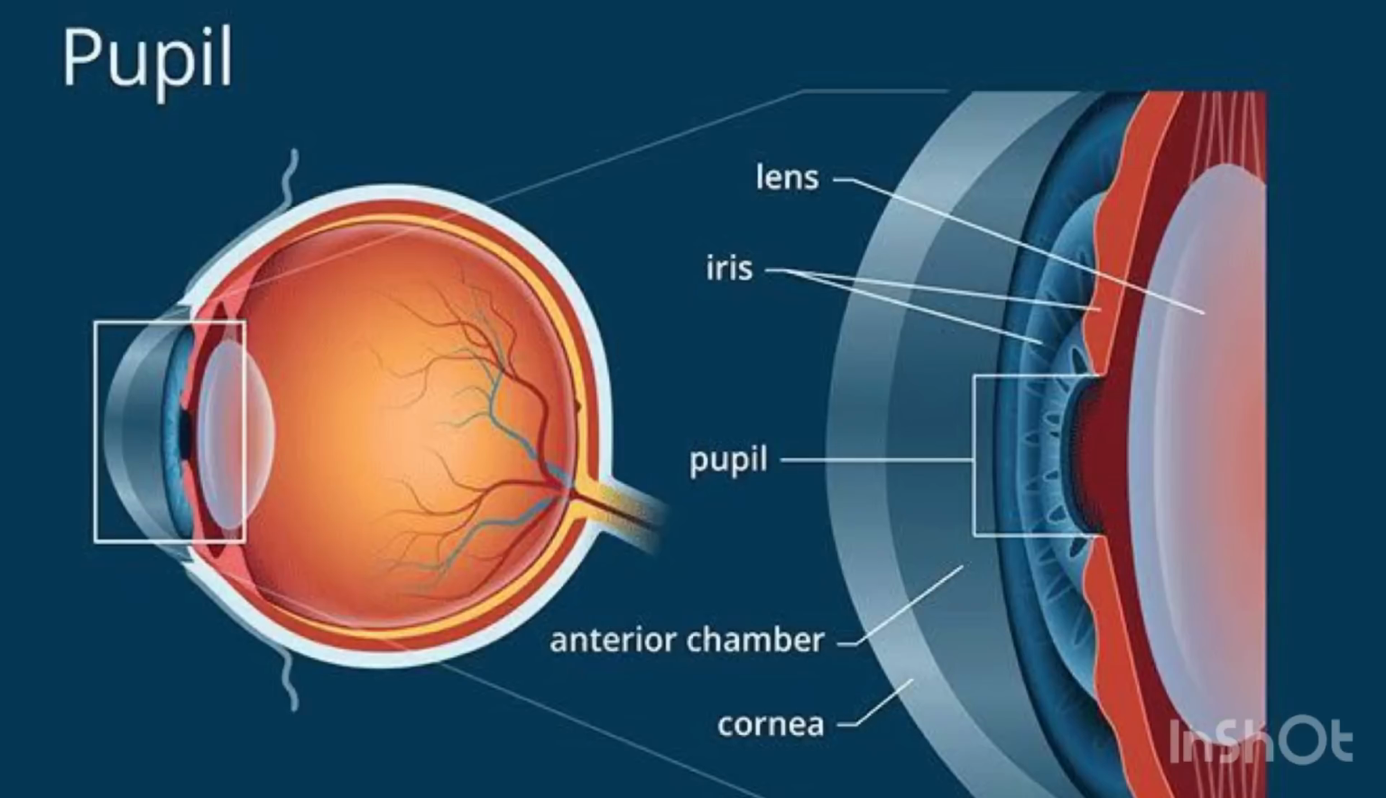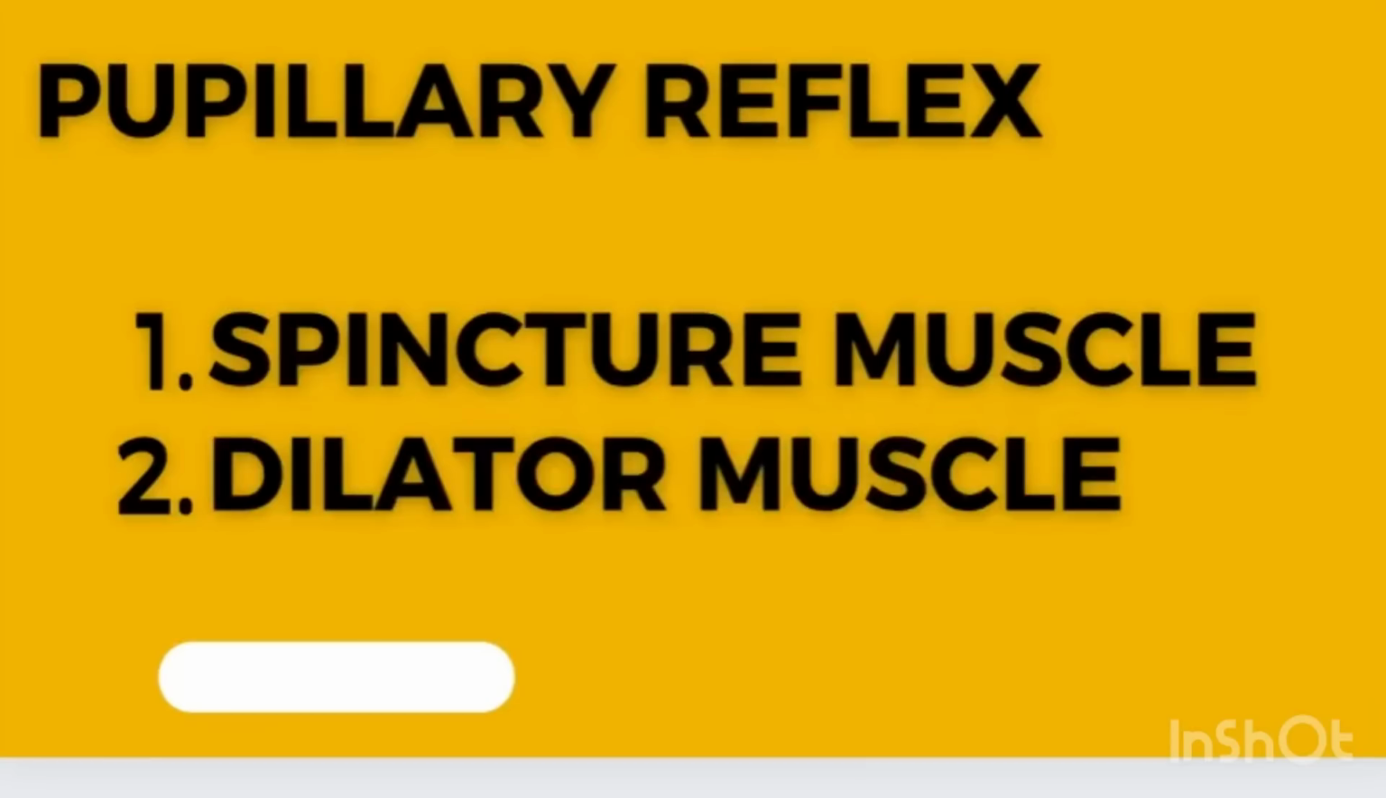Then its pupillary reflexes. The size of a pupil is controlled by two sets of smooth muscle located within the iris, the sphincter muscles and the dilator muscles. What is sphincter muscle? The circular muscles encircling the pupil edges. When it contracts, it causes the pupil to constrict or become smaller. This constriction is known as miosis. It occurs in response to bright light, preventing excessive light from entering the eyes and protecting the retina from potential damage.